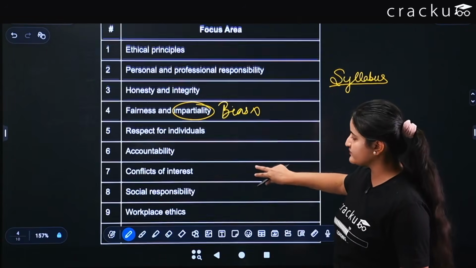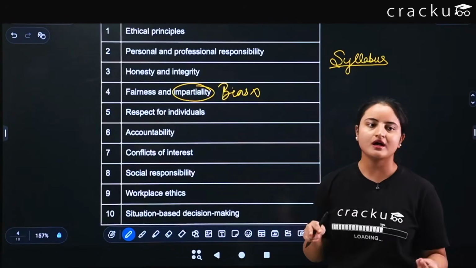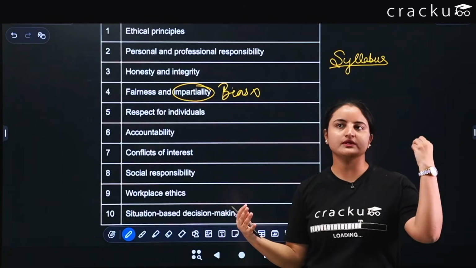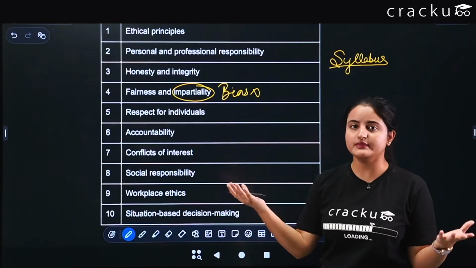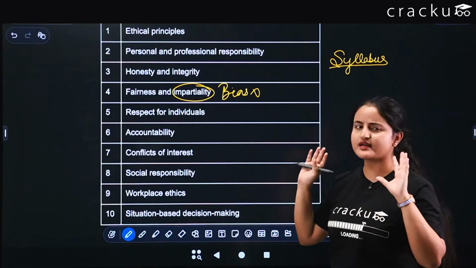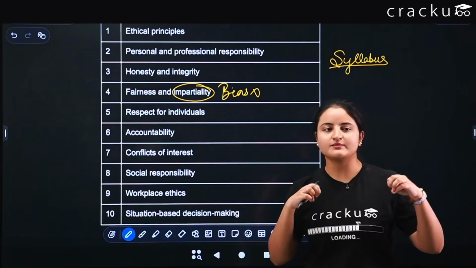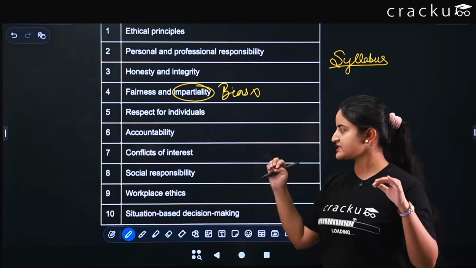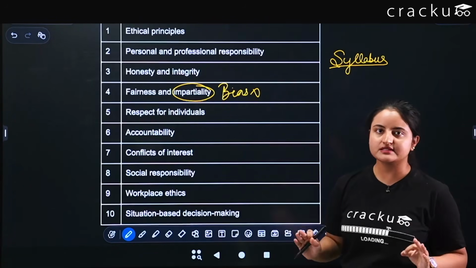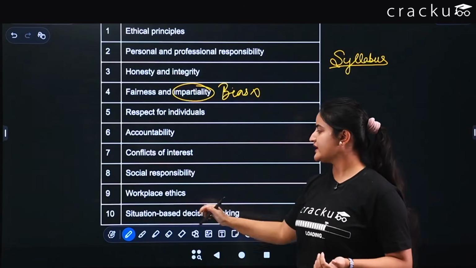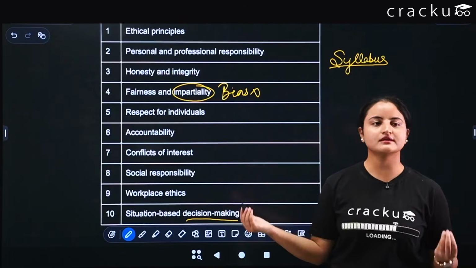Okay. Then workplace ethics are also there. Of course, it is very common. We all work in corporates. We work in maybe government offices, etc. Wherever the workplace is, it might be a school, it might be a coaching center, whatever it is. All the workplaces have certain ethics and they have to be followed. Then there can be situation-based decision making.